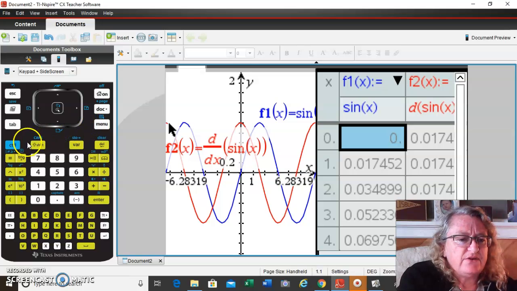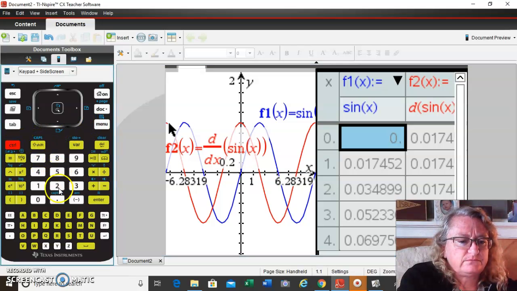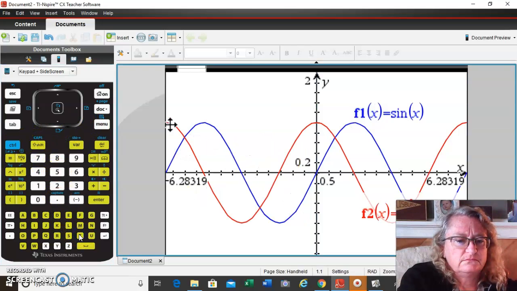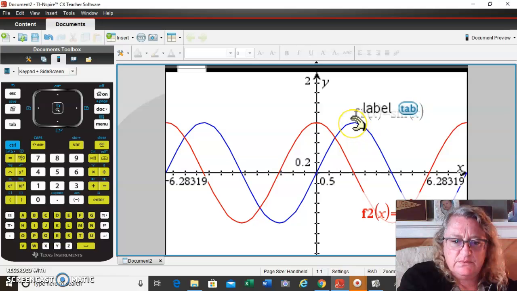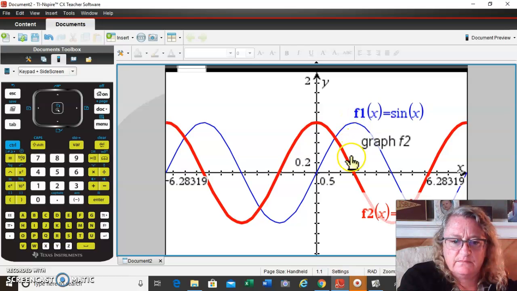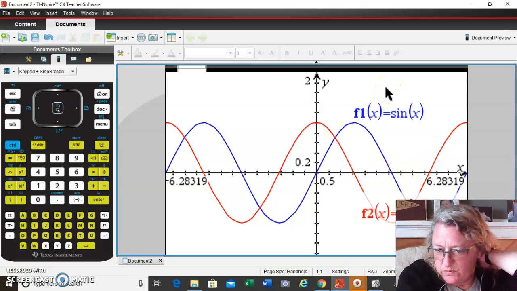Let me go back to my graph and just make sure. This point here. Yeah, we're in the right places. 1, 2, 3. 1, 2, 3. Okay. So I'm good with where we are.